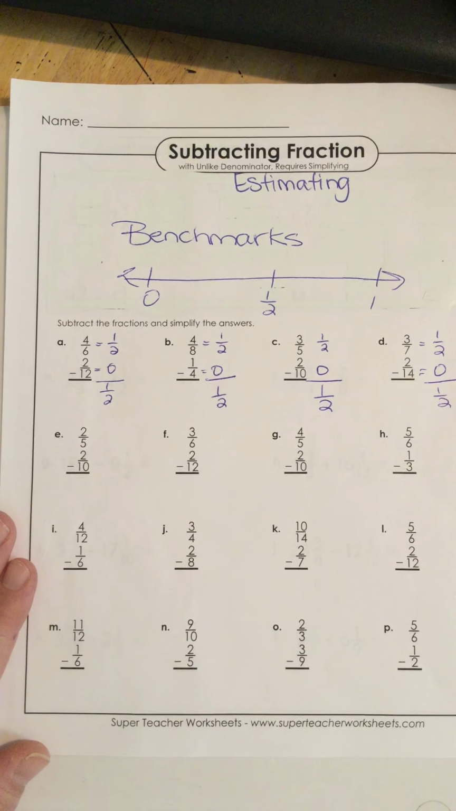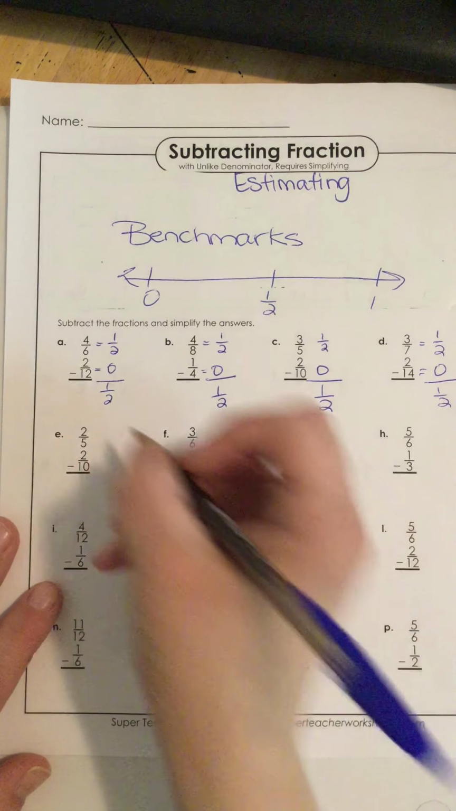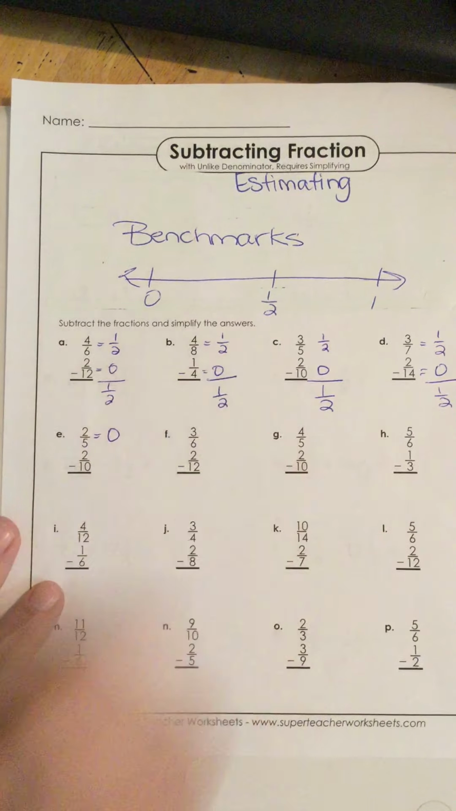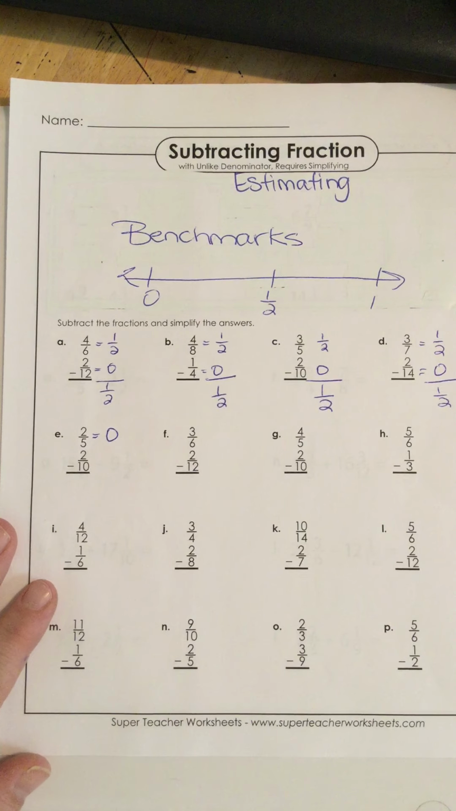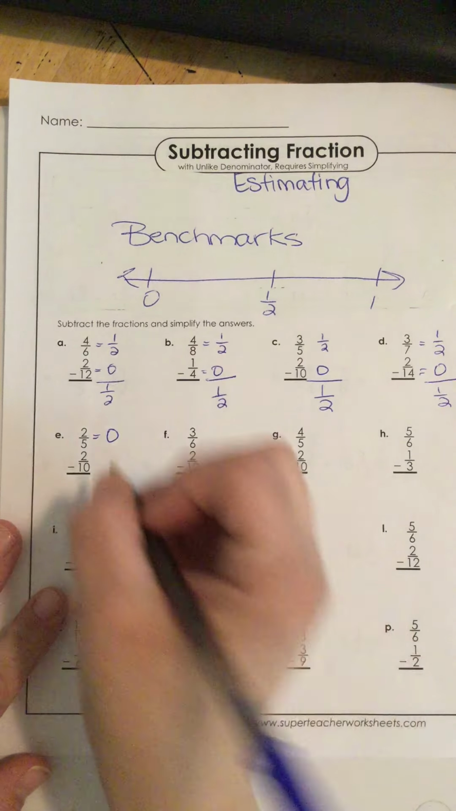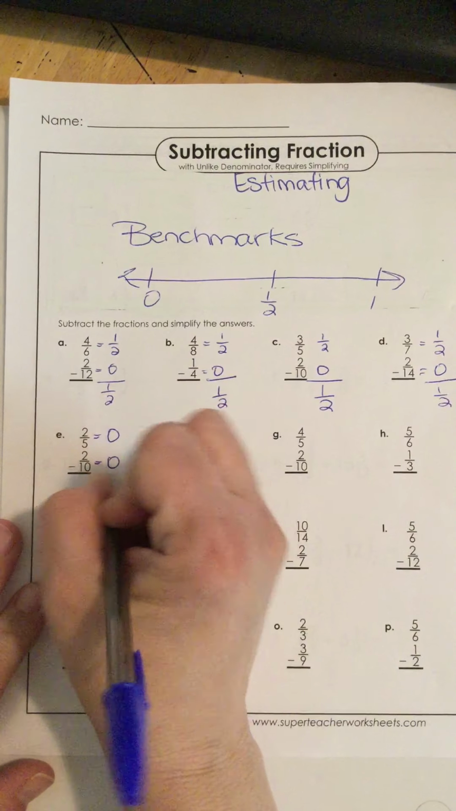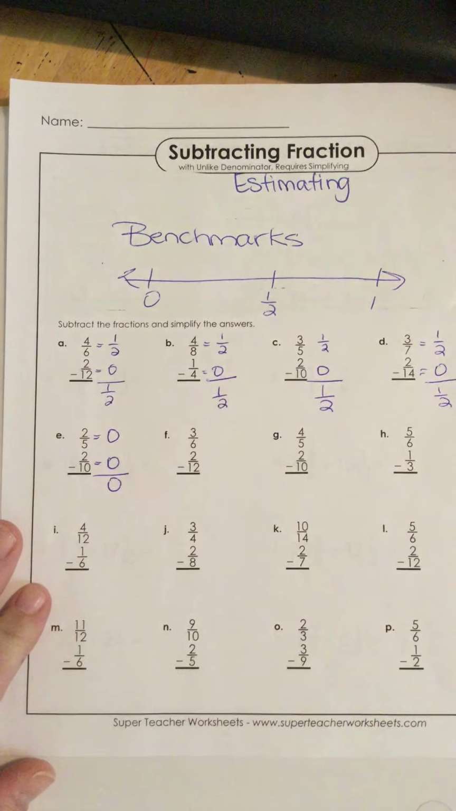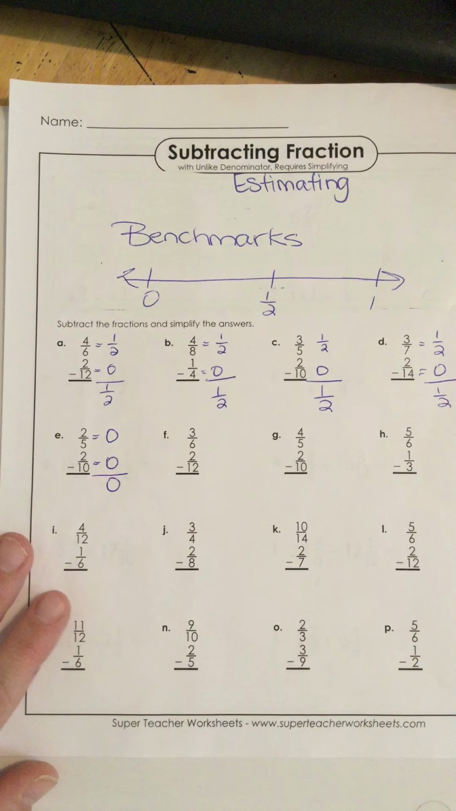All right, 2/5. Estimate 2/5. Well, if 3/5 is 1/2, I would have to give 2/5 0. And then 2/10. 2 is an awful long way from 10, so I would give it a 0. That means my answer would be 0.